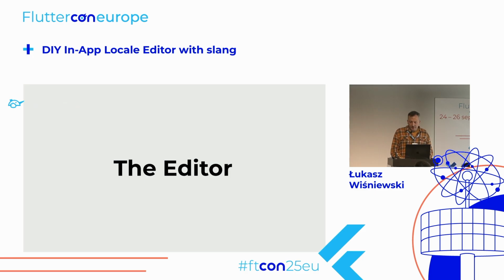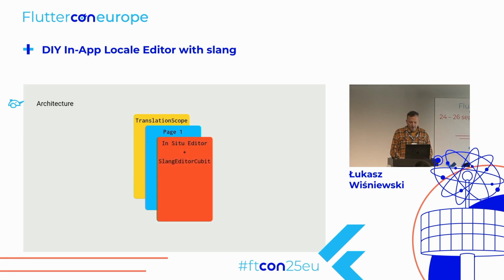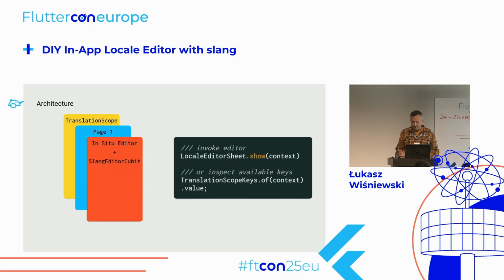And now, the editor part. So probably you have inside your app a page. Wrap that page with the translation scope widget, and then we can display the editor. I made the editor to have an editor cubit, which will handle the editing logic, and we show the editor as a modal using the context, because from that page context, having that context, we have all the keys that are in that page.